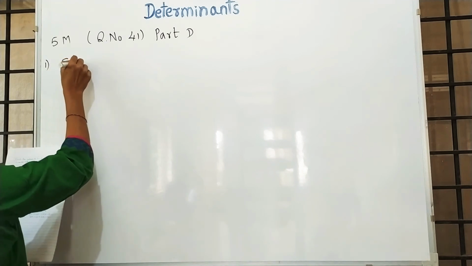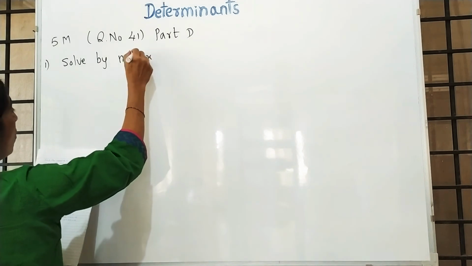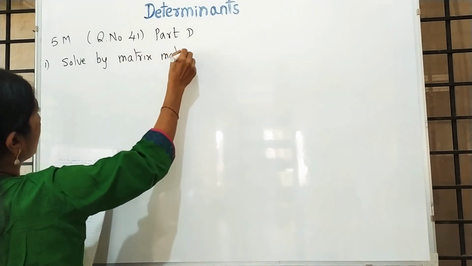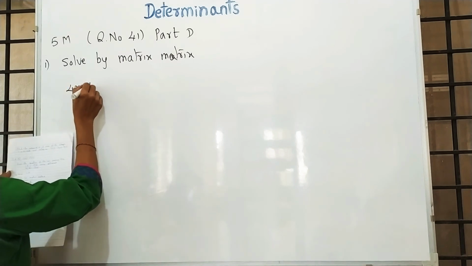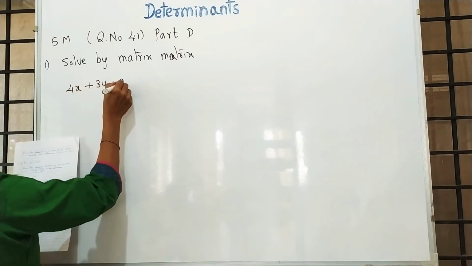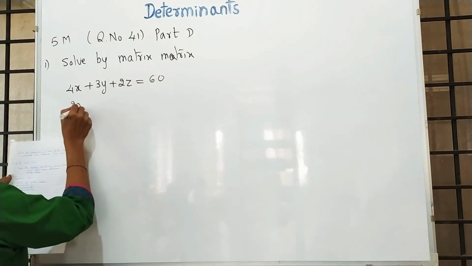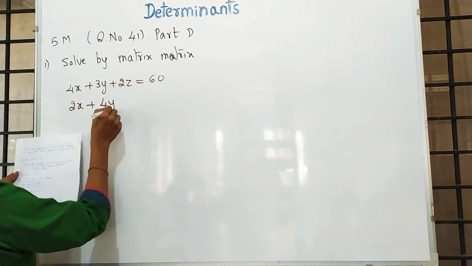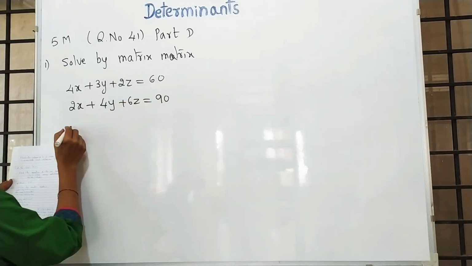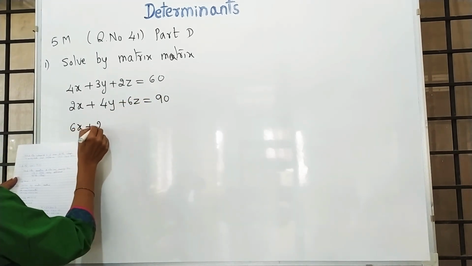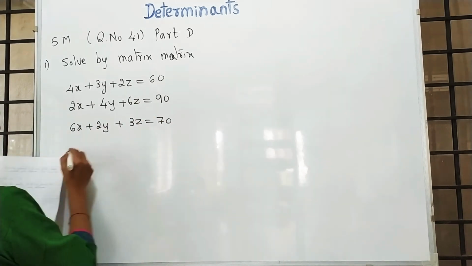Solve by matrix method, or they can ask solve the following system of equations by matrix method. 4x plus 3y plus 2z is equal to 60. 2x plus 4y plus 6z is equal to 90. 6x plus 2y plus 3z is equal to 70.